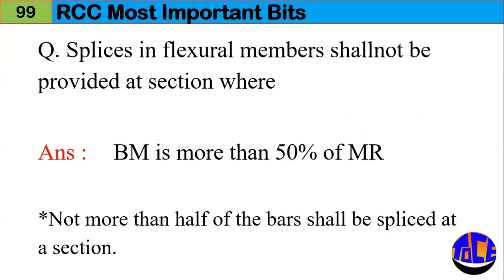Question number 99. Splices in flexural members shall not be provided at sections where the bending moment is more than 50% of the moment of resistance. So wherever in the entire section the bending moment is more than 50% of the moment of resistance, you should not provide splices. And not more than half of the bars shall be spliced at a section.